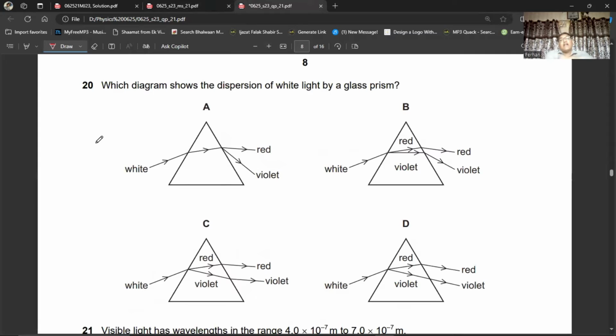Okay, question number 20. Which diagram shows the dispersion of the white light by a glass prism? When the white light passes through the glass prism, the light will spread into its colors. That is called dispersion of the light. The important thing is that when the light enters the prism, at that very point, the light splits into colors. And the order of those colors is red, orange, Roy G. Biv, you remember that? So red and violet.